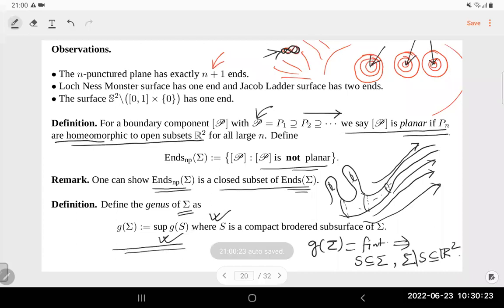And if the genus is infinite, it means you have at least one non-planar end, right? Because notice that we can't accumulate an ordinary point by handles. In order to accumulate at a point by handles, you need to have a puncture. So genus is infinity means you have at least one non-planar puncture or one non-planar end, and vice versa. If you have at least one non-planar end, it means your genus is infinite.